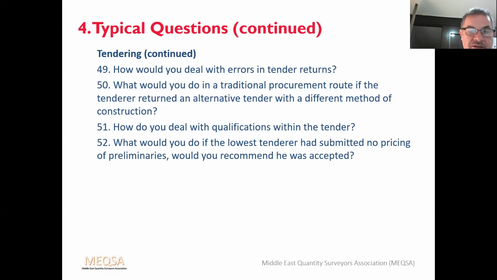What would you do if the lowest tender submitted no pricing or prelims? Would you recommend he was accepted? Well, it depends on the form that the tender was sent out in and the instruction to tenderers. It's usual to have the prelims split into the method and time-related items. If they did not break them down as required, it is officially a non-compliant tender.